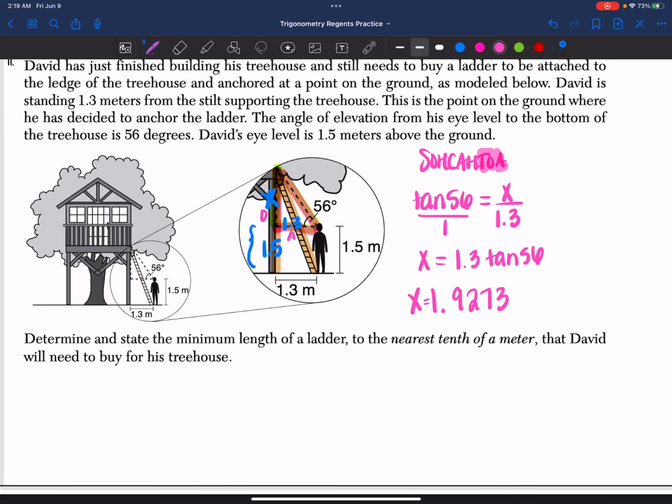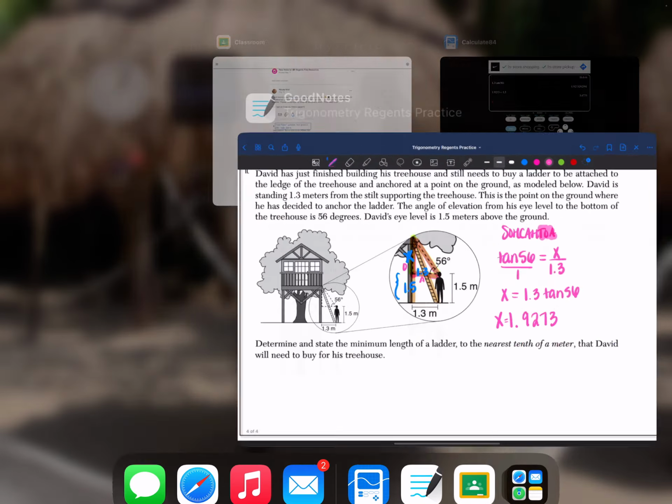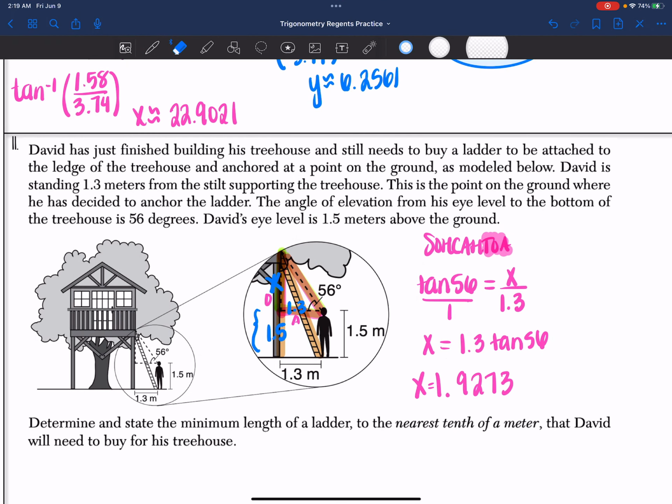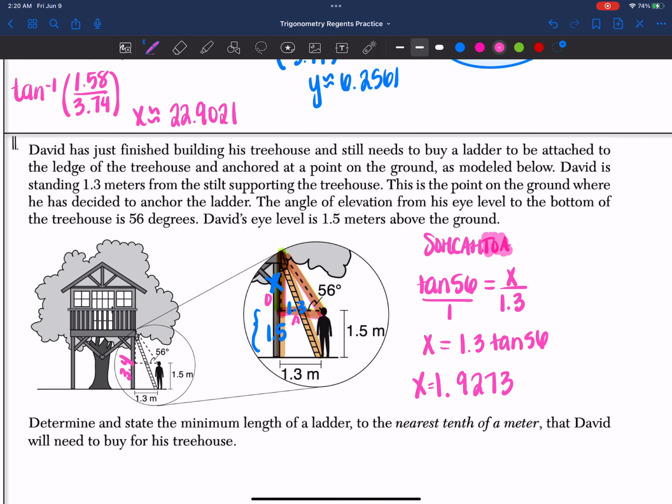So if I add 1.9273 to 1.5, was it 1.5? Yeah. I get 3.4273. So this length here, let me not erase it, I'm going to put it over here. This length here is 3.4273. And again, I'm looking for the length of the ladder. So that's going to be my x.